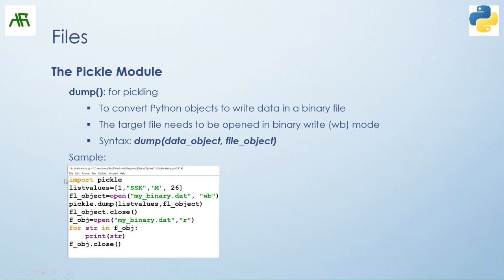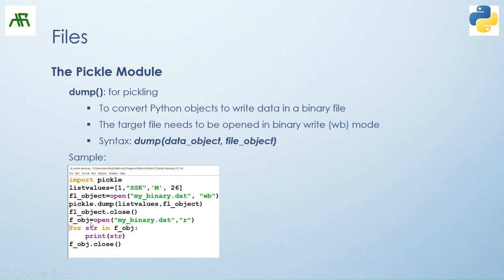Here's a sample. I have a list with elements like 1, SSK, male, 26, that is number one, name, gender, age. I'm opening a new binary file or an existing binary file, mybinary.dat. If it is available, it's going to open. If it is not, it's going to create. And pickle.dump of the list values into the binary file that is referenced with the FL object variable. This dump takes care of writing these into the FL object, and I'm closing the file object.